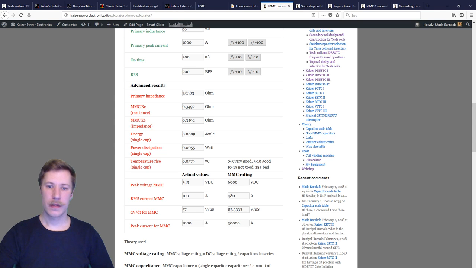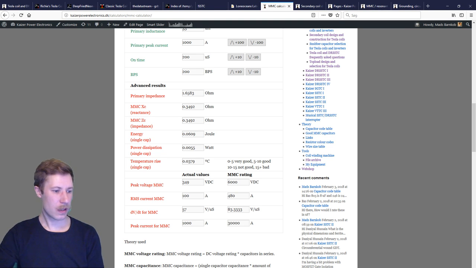Here's a comparison between the actual values of the design of the coil that we put in, and the rating of the MMC that we have put numbers into. So it's simply a matter of the MMC rating having to be higher than the actual values.